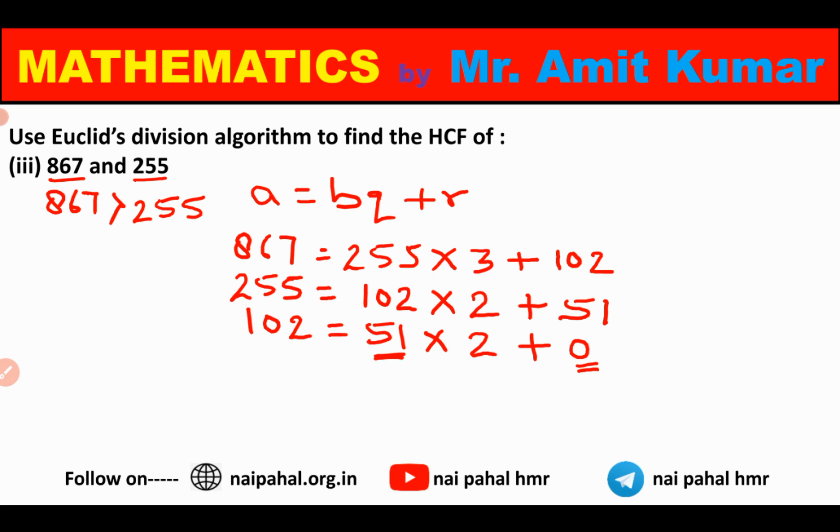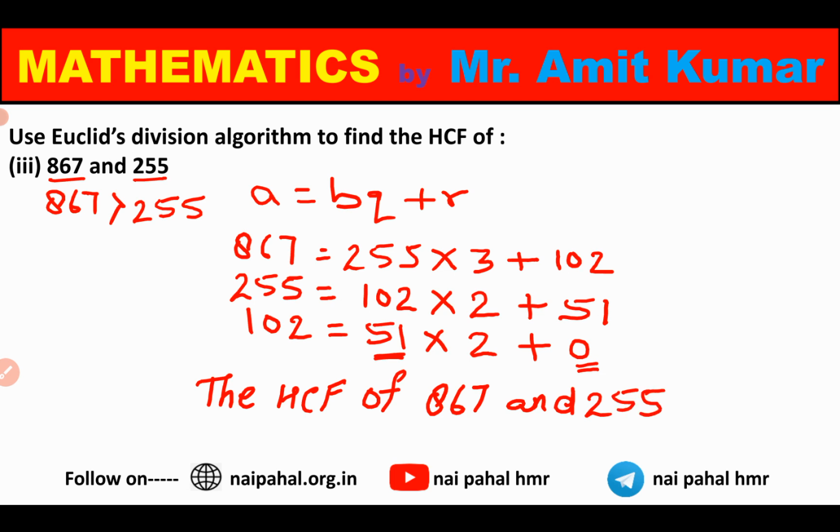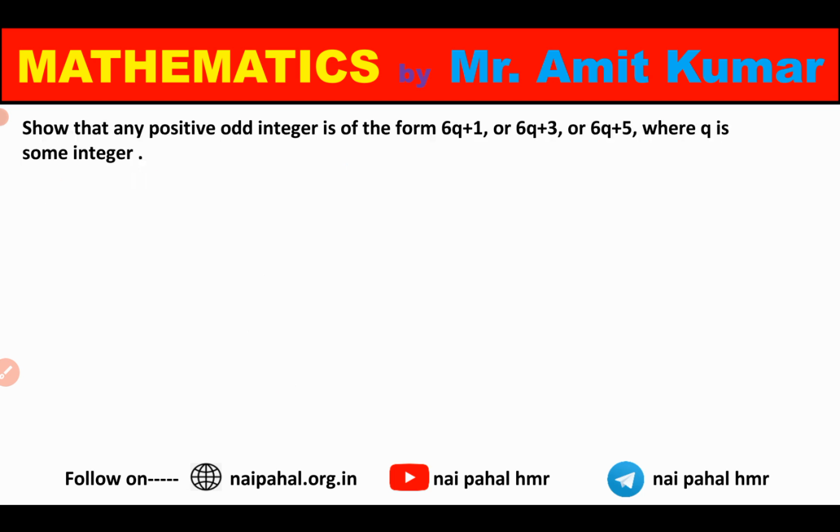So in that step, we can write the HCF of 867 and 255 is equal to 51. Let's move on to the next question.